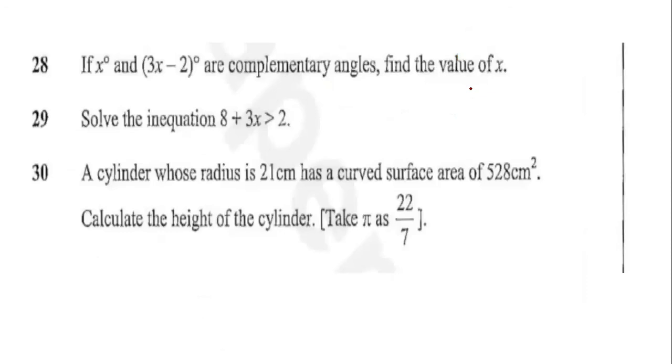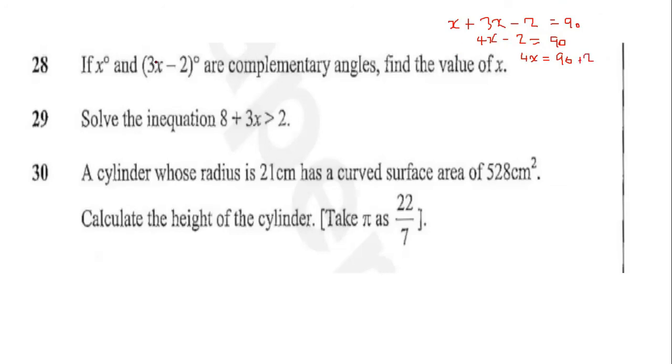Question 28 reads, if x degrees and 3x minus 2 degrees are complementary angles, find the value of x. Complementary angles are simply angles that add up to 90 degrees. So when we add x plus 3x minus 2, this should give us 90 degrees. This gives us 4x minus 2 is equal to 90 degrees. The 2 crosses to the other side, so it becomes plus 2.